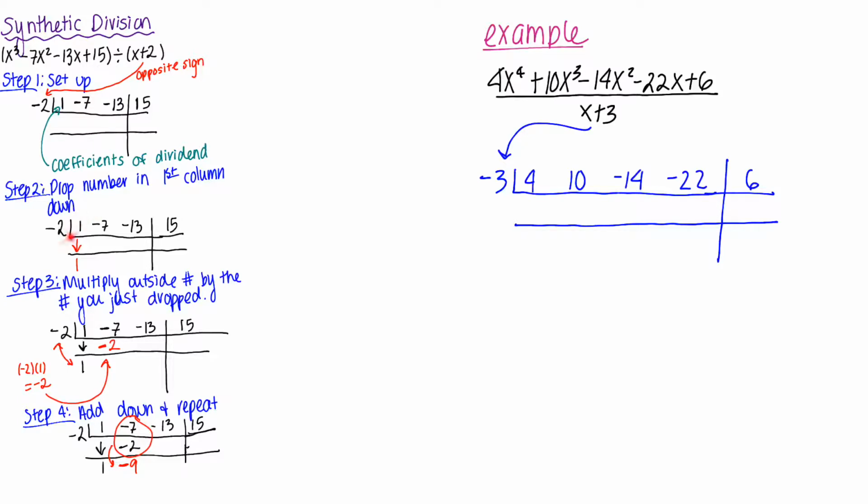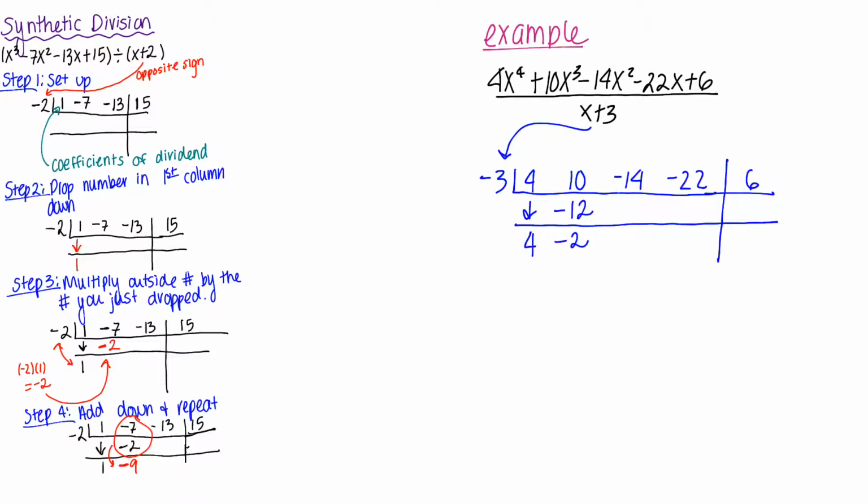Your next step, you're dropping the first number straight down. The first number in the first column drops straight down. So the 4 drops down. Then we're going to be multiplying diagonally and adding down. So I have 4 times negative 3. I'm going to put negative 12 here. 10 minus 12, so I'm adding straight down, is negative 2.